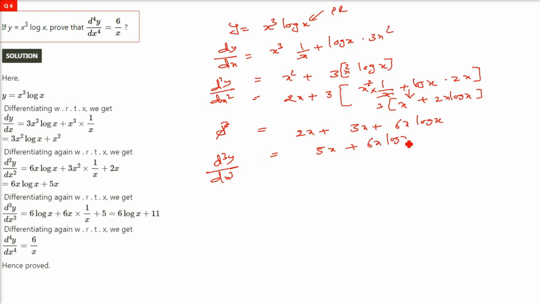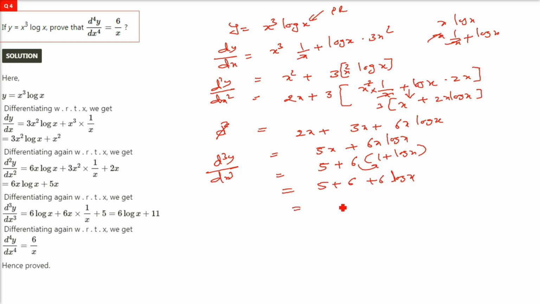So 5x plus 6x log x, there will be one more after this. So 5x differentiation is 5, 6 x log x will do it separately. So x log x is 1 by x times x plus log x, differentiation of x will be 1. So 1 plus log x you will get 5 plus 6 times 1 plus log x. So 5 plus 6, I'm multiplying 6 inside. So 6 plus 6 log x, you get 6 plus 5 is 11, 11 plus 6 log x. So this is d3y by dx3, now d4y by dx4 we have. Differentiation of constant is 0, 6 log x is 6 by x, so you get 6 by x finally. So this is the fourth order derivative or higher order derivative of function y equals x cube log x.